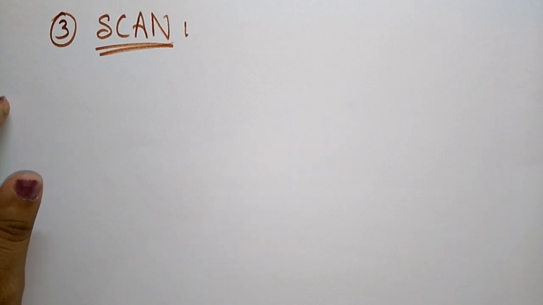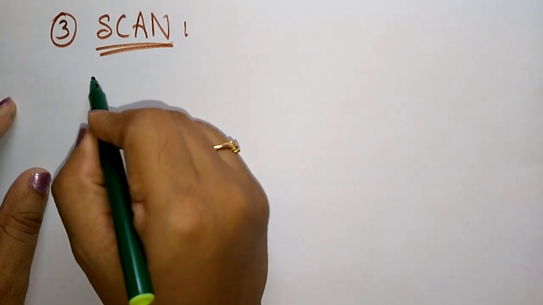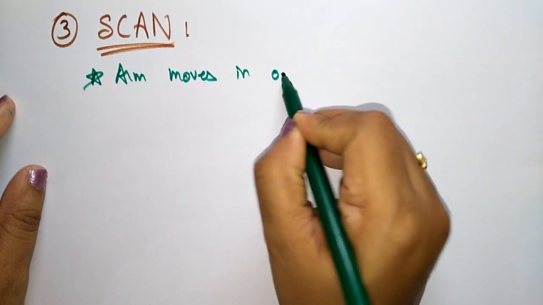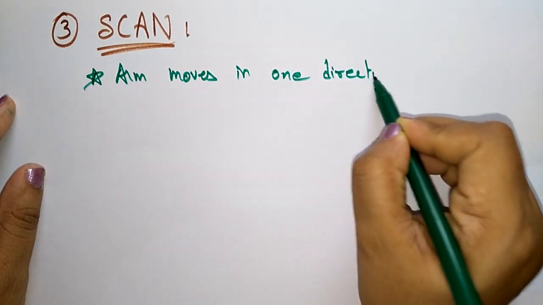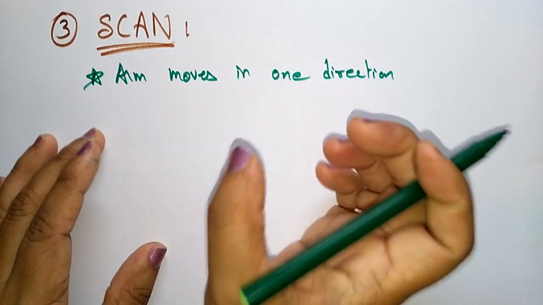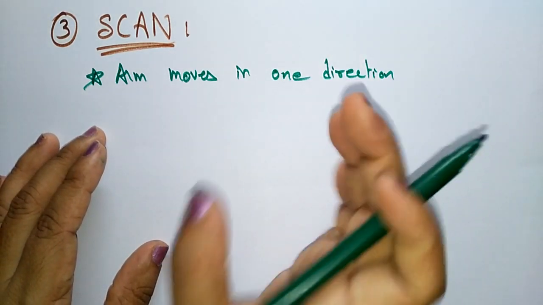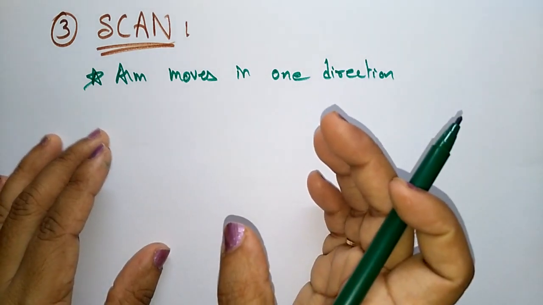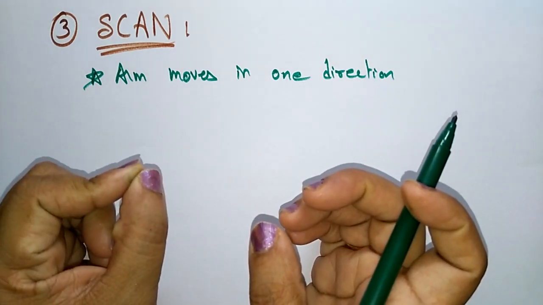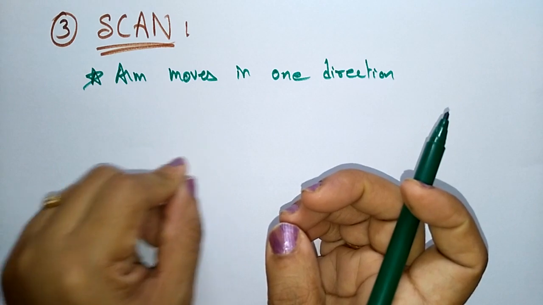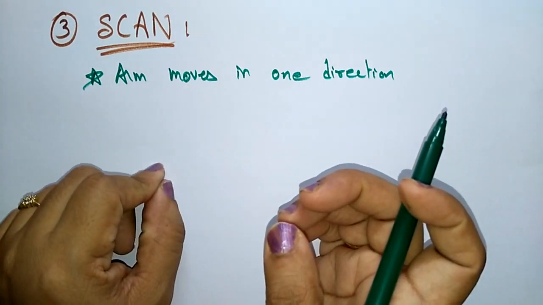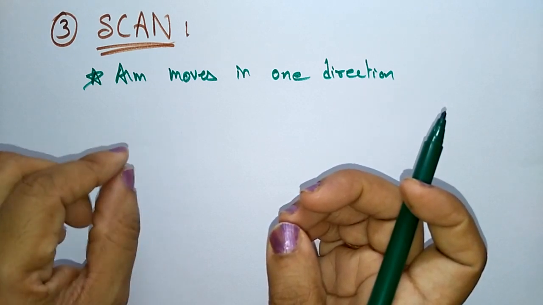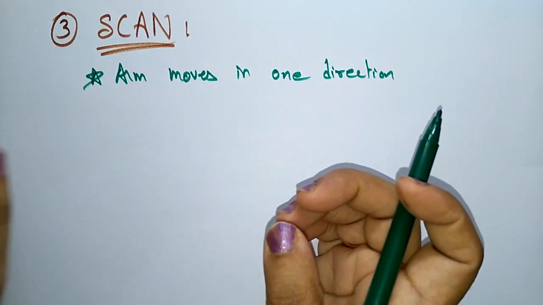So in the SCAN disk scheduling algorithm, the arm moves in one direction only. So far we have seen that in first come first serve, the first request that comes has to be served first. In the shortest seek time first, from the starting arm position, the track which has the shortest seek has to be visited first, that is SSTF.